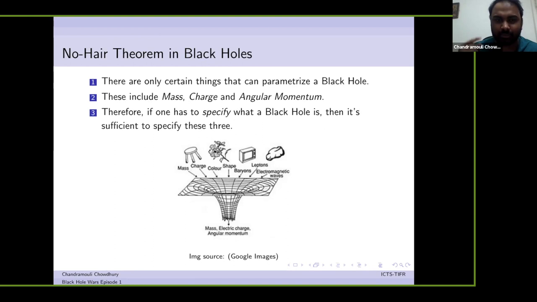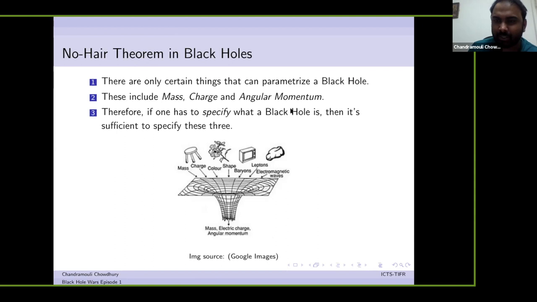So if you have a black hole, it can just sit over there and not move at all. That's a black hole which has zero angular momentum. But if it starts rotating about its axis, then that's a black hole with an angular momentum. So the idea from the no-hair theorem, which can be proved using some concepts of general relativity, is that all you need to do in order to specify what a black hole is, is to tell what its mass, charge, and angular momentum are.